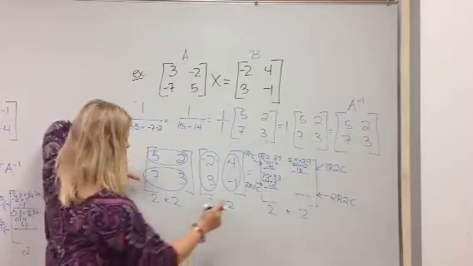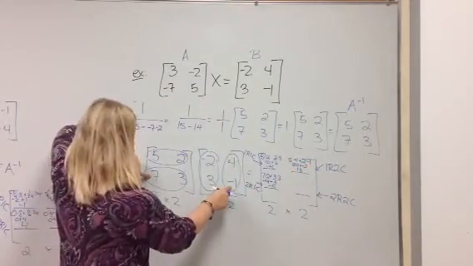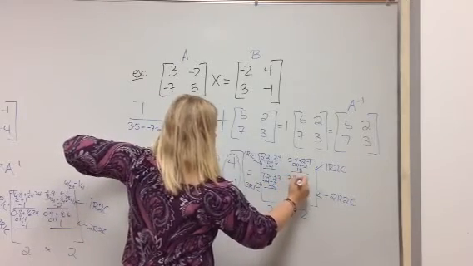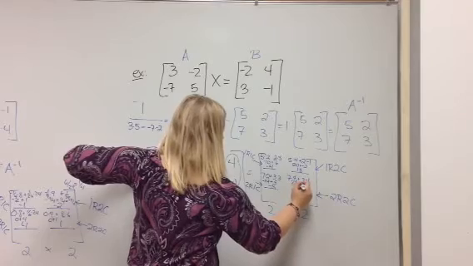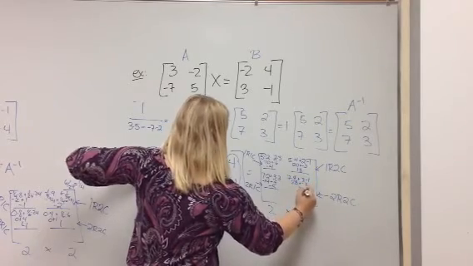And our last one, second row, so now we move here, and we still have these numbers. 7 times 4 plus 3 times negative 1, get 28, plus a negative 3, which is 25.